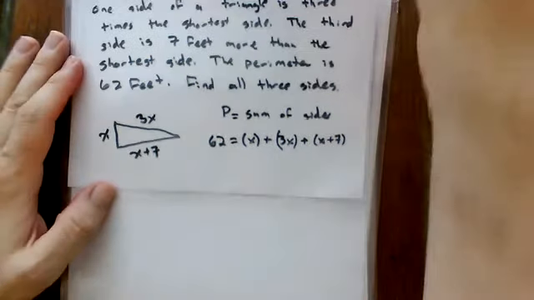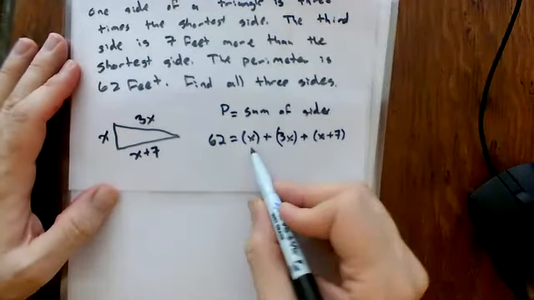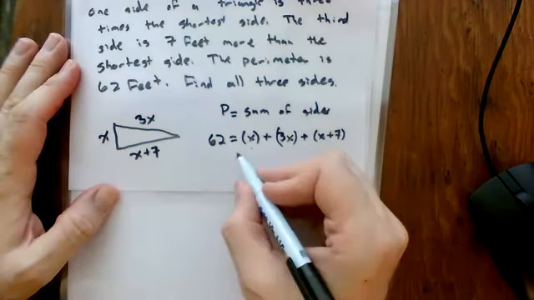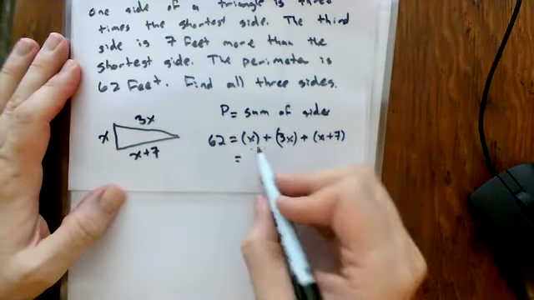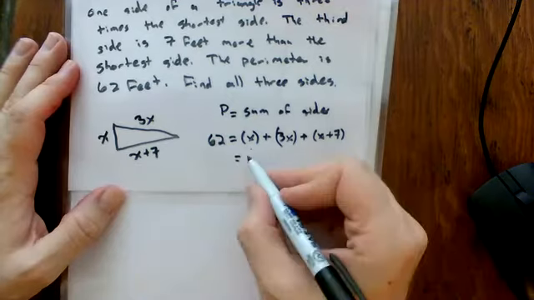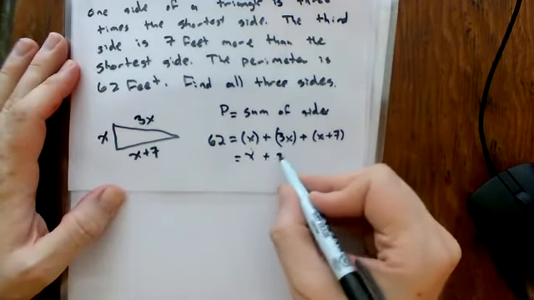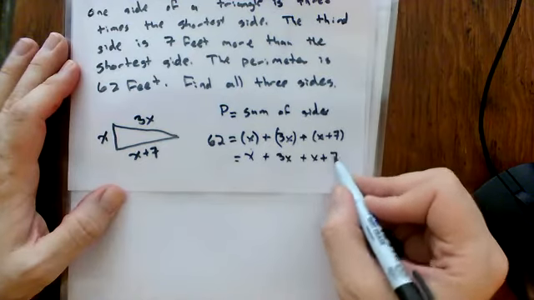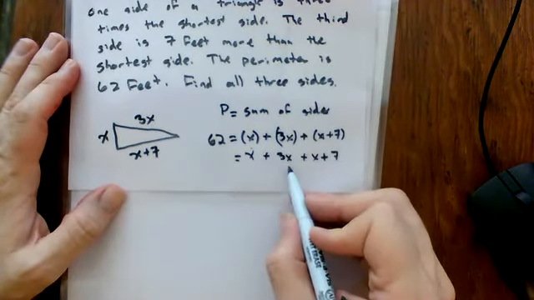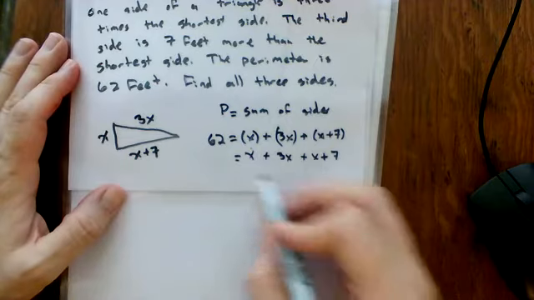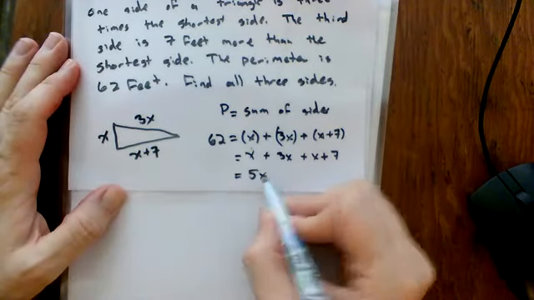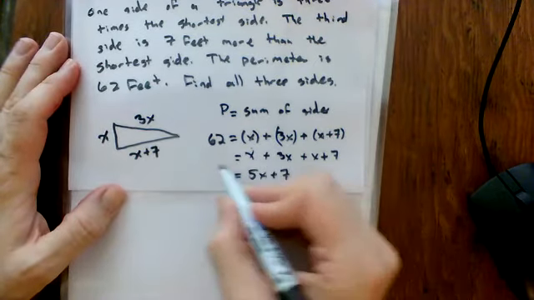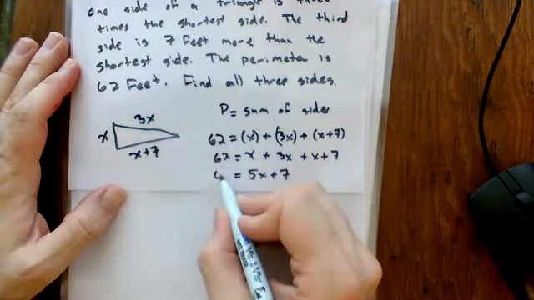Let's go ahead and solve this. I've got x plus 3x plus x plus 7, and I can take away the parentheses. I put them in just to differentiate the sides. x plus 3x is 4x, plus another x is 5x. So this is going to be 5x plus 7 is equal to 62.